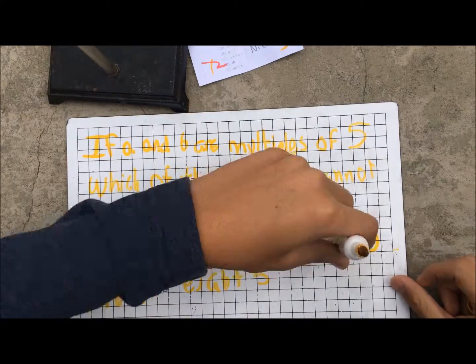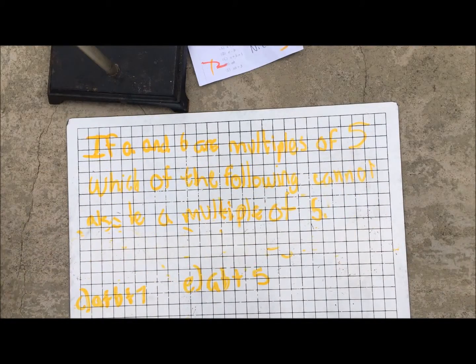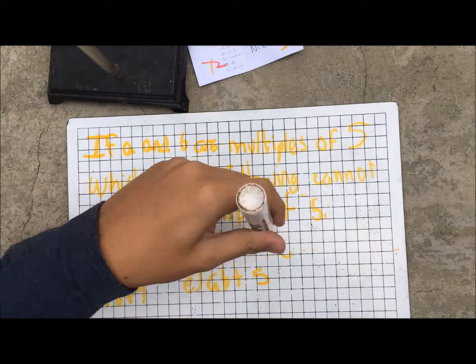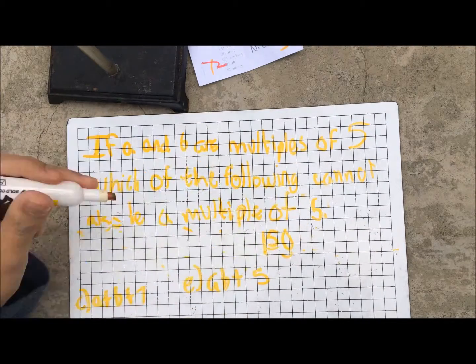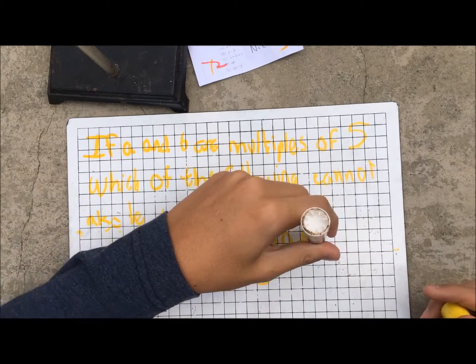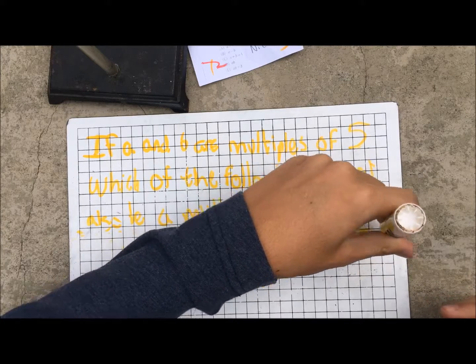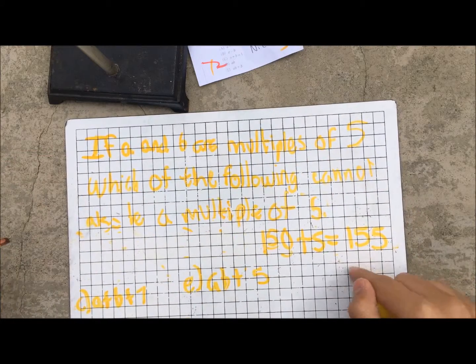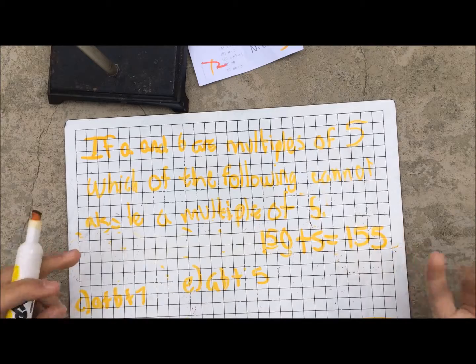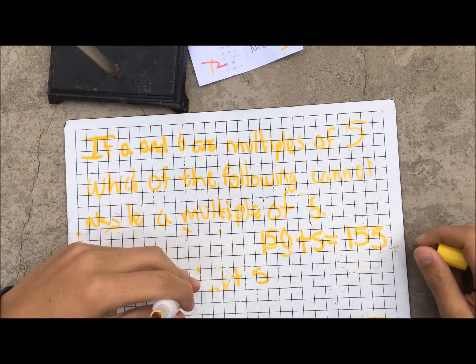So D is out. E is A times B plus 5. I'll plug in different multiples of 5. So let's say 10 times 15, 150, plus 5, 155. And that is a multiple of 5, obviously, because it ends with a 5. So E is out, once again.